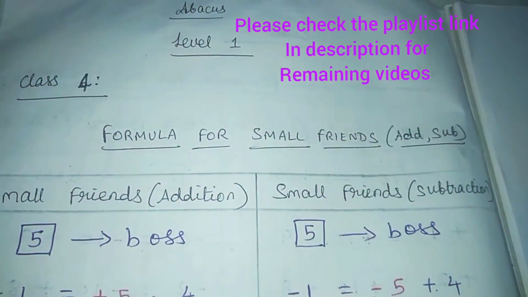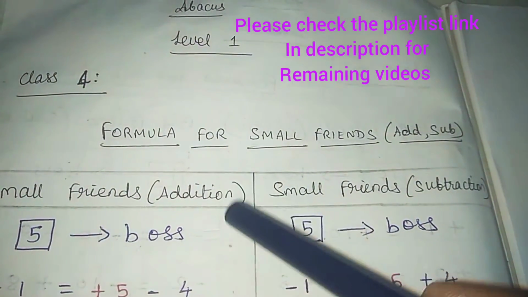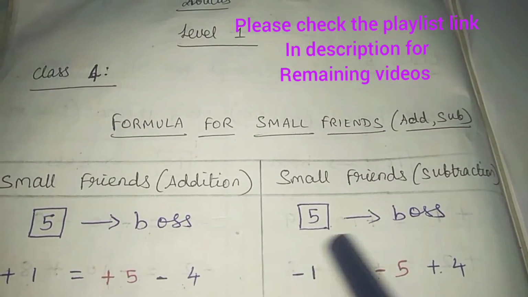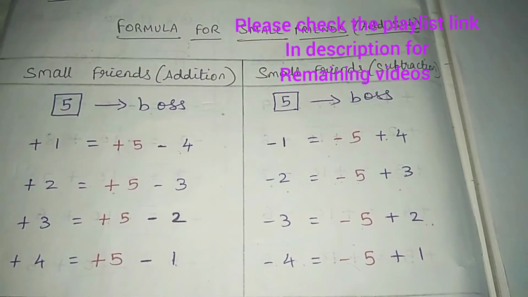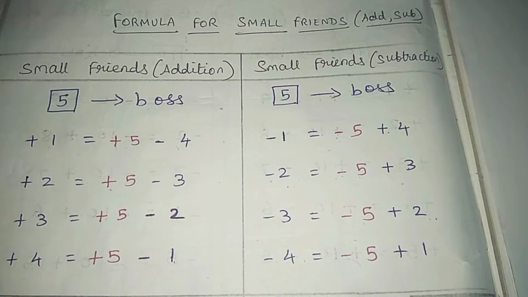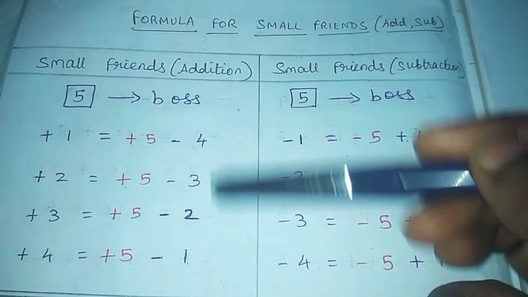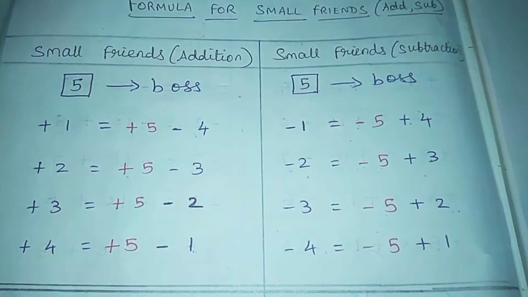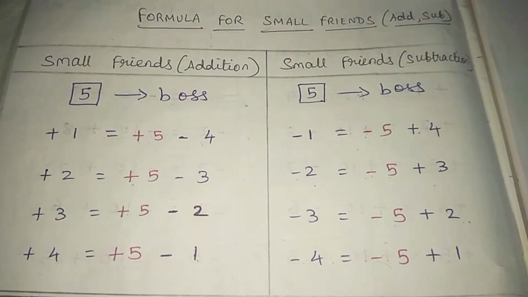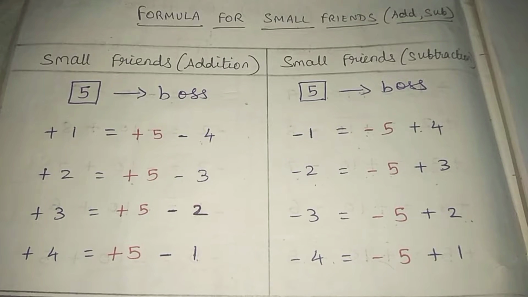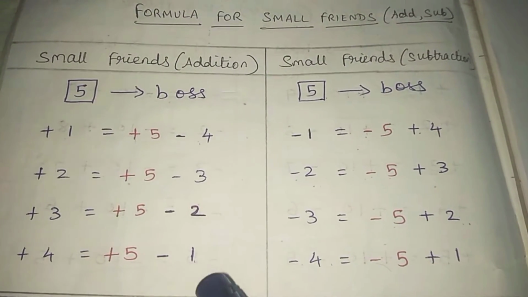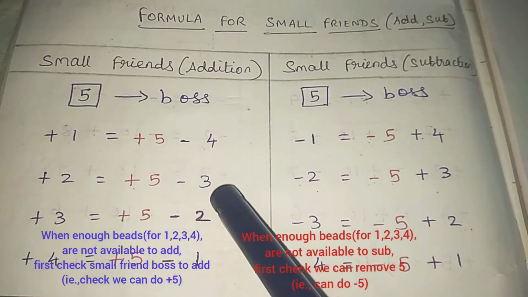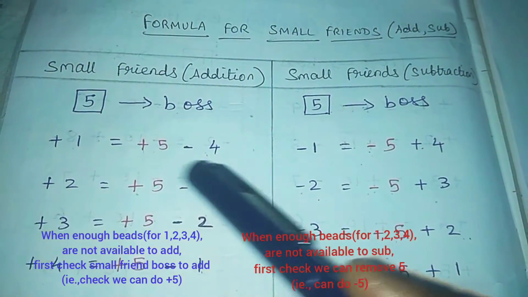This is the column for comparison of small friends addition and subtraction formula. In small friend formula, 5 is the boss for both addition and subtraction. First, let's see when we use small friends formula, okay? First, I explain addition part. If I want to add one bit from question, first we should check whether one bit is available to add in one slot. If one bit is available, we can add it directly. If one bit is not available to add, then use small friend formula for adding one, right?